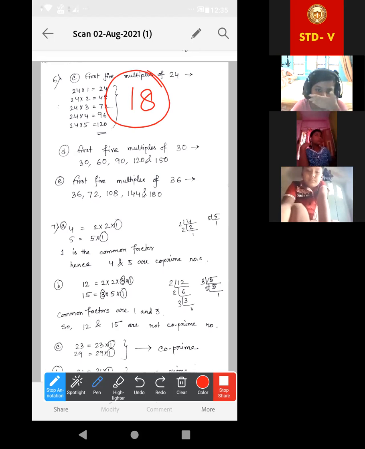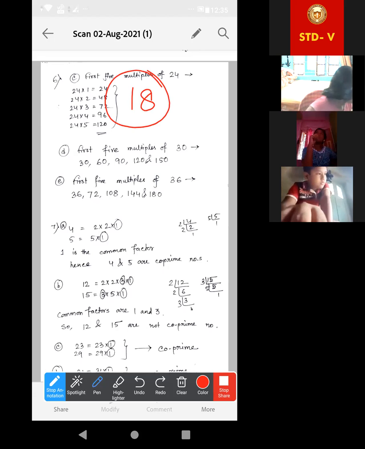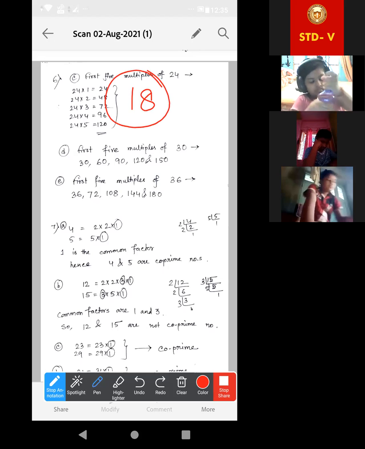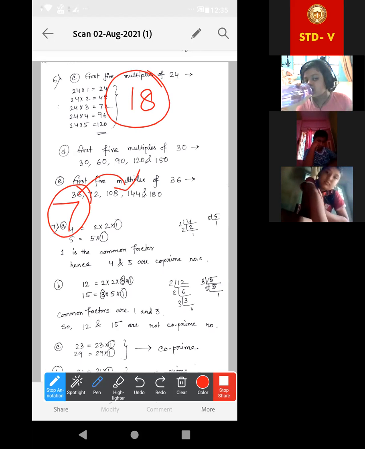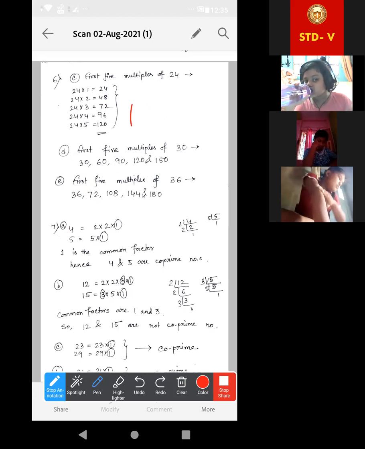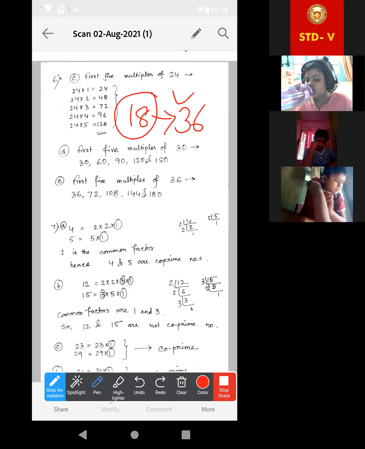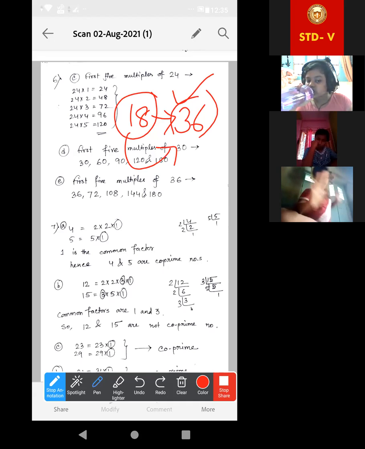Page number 56. Okay, suppose multiple of 7 means those numbers which 7 can divide. Acha, for 18, 36 is a multiple of 18 because 18 can divide 36 completely.